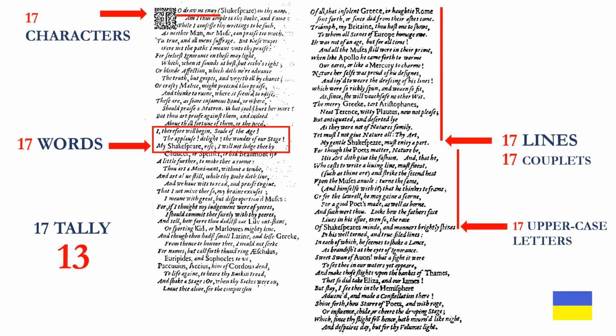So here we have Jonson telling us to equate or to count characters, words, lines, couplets, and uppercase letters in order to find out the true identity or clues to the identity of William Shakespeare.